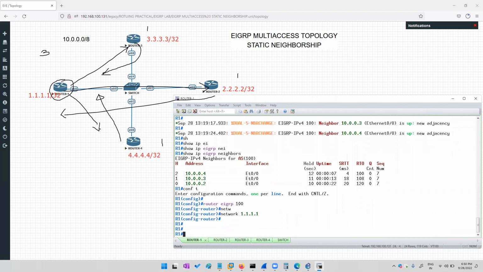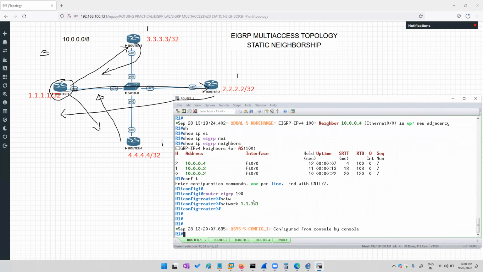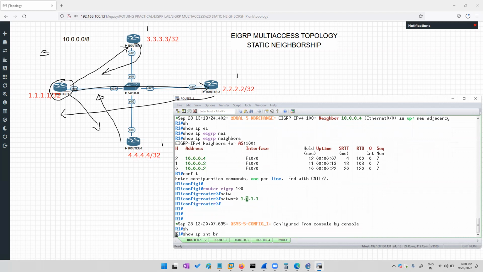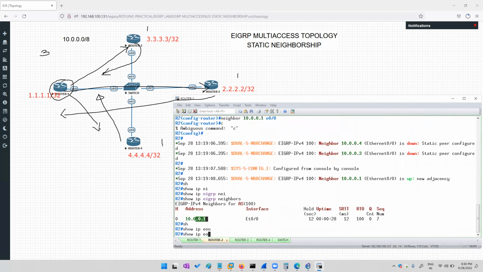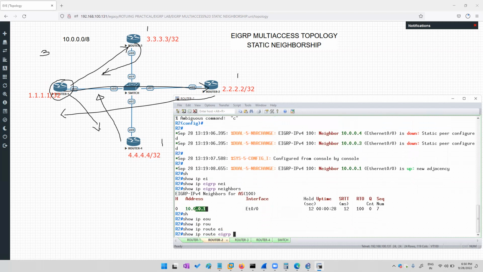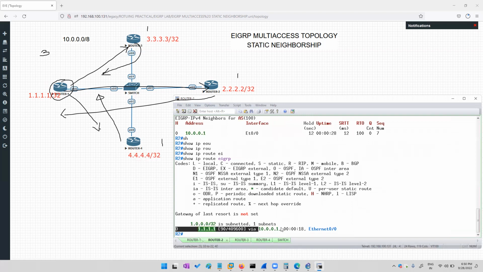And then enter. So whenever R1 sends this update, this network 1.1.1 is available on which router? R1 router, yes or no? So all other routers will form neighborship with R1. R2 says, I am receiving the route in the EIGRP table for 1.1 via which router? R1, because my neighbor is R1.